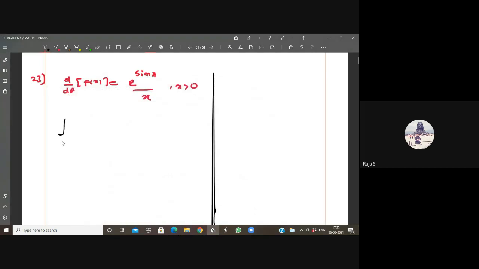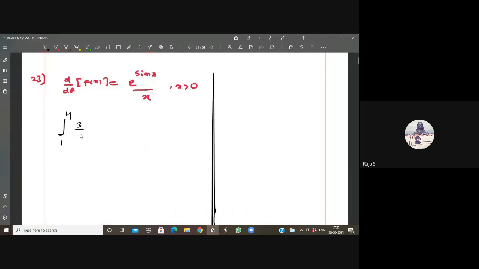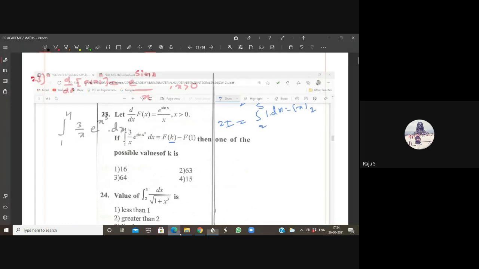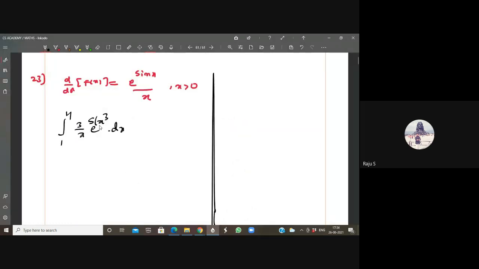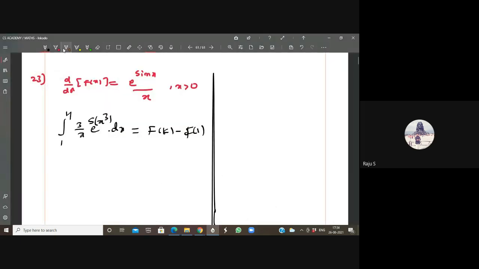Then when we evaluate from 1 to 4, 3 by x e to the power of sin x cube dx is equal to F of k minus F of 1. Then the value of k. Fine. Is it difficult? No.